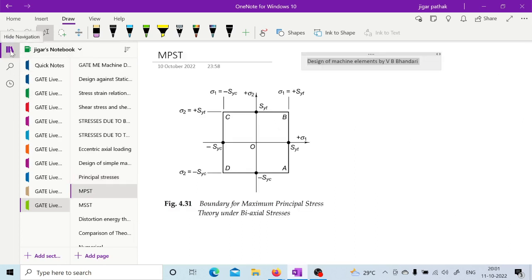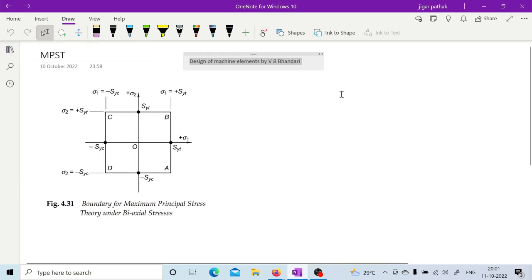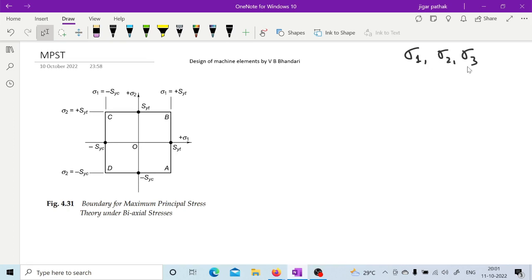Sir, when does the condition of plane stress arise in practical situations? Plane stress arises when, generally, stress is acting in all three directions, right? Sigma 1, sigma 2 and sigma 3, or sigma x, y and z. So whenever any one of the stresses, sigma 1 or sigma 2 or sigma 3, is 0, that is known as plane stress.